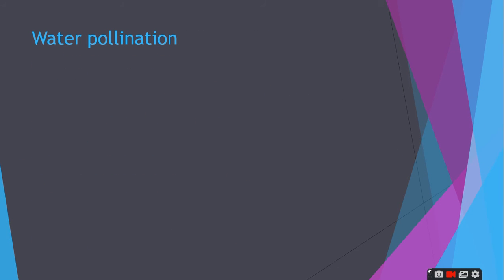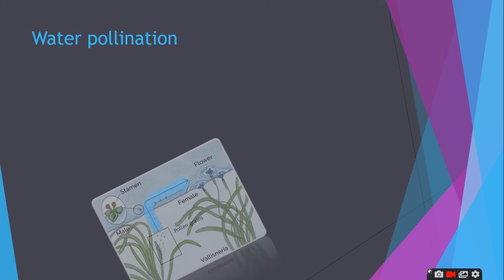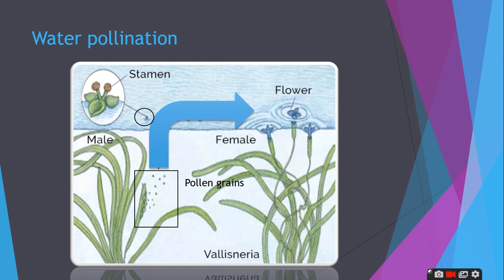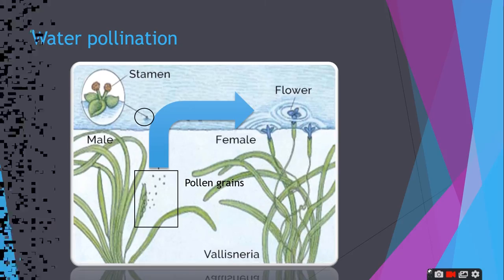Next is water pollination. Sounds interesting. Let's see. Here, the male flowers, after maturing, get detached and keep floating on water till they finally, after a long voyage, reach the female flower. The pollen grains are transferred and hooray! Pollination is once again successful.